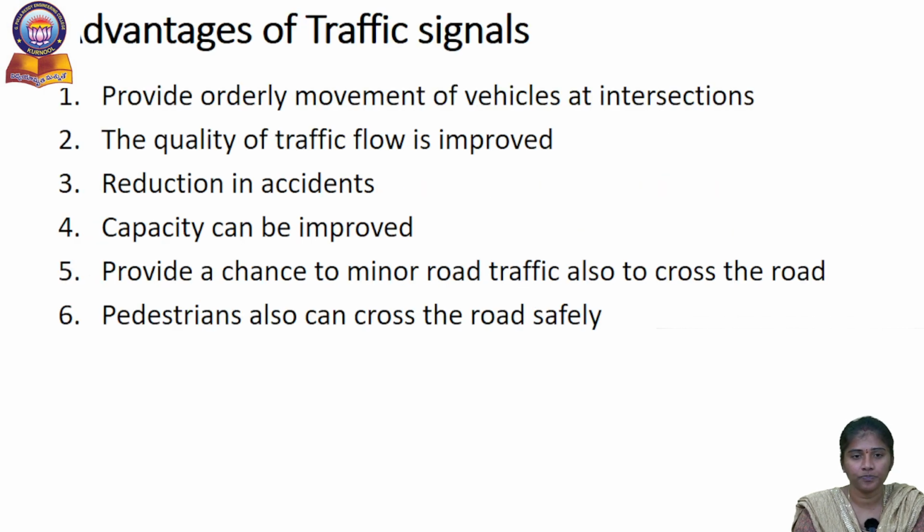of time. The advantages of traffic signals are that they provide orderly movement of vehicles at intersections. We can improve the quality of traffic flow by providing these traffic signals. There will be a reduction in accidents, and the capacity of that particular roadway facility can be improved. It provides a chance to the minor road so that the vehicles coming from the minor road can also cross the road safely. The pedestrians can also cross the road safely by providing traffic signals.